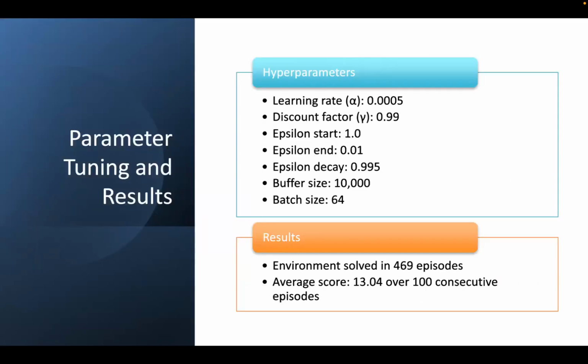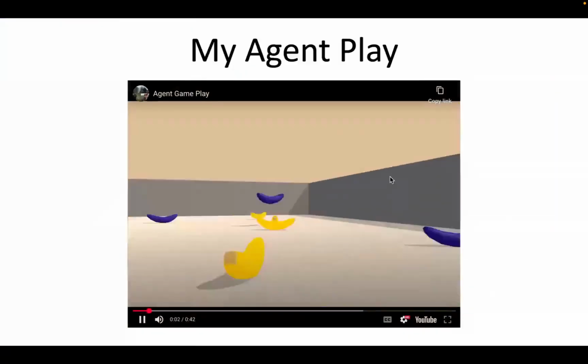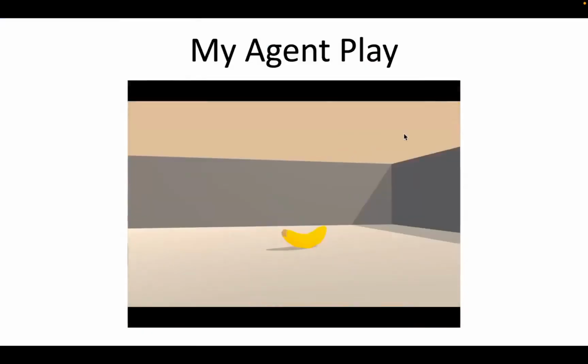For this project, I used the following hyperparameters: a learning rate of 0.0005 for the Adam optimizer, a discount factor of 0.99 to balance immediate and future rewards, a replay buffer of size 1000 experiences, a batch size of 64 for training updates, and network updates every 4 steps. With these parameters, the agent successfully solved the environment in 469 episodes, achieving an average score of 13.4 over 100 consecutive episodes. And this is showing my agent gameplay.